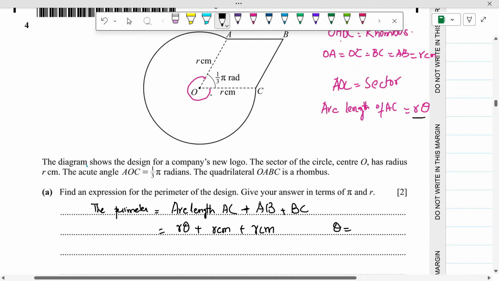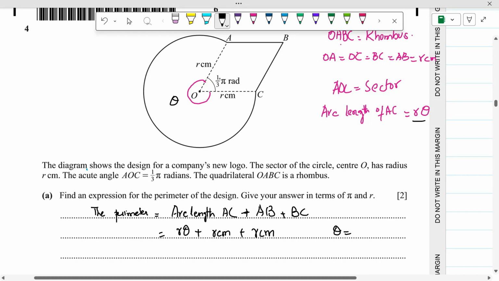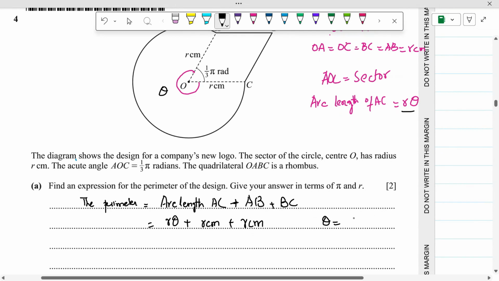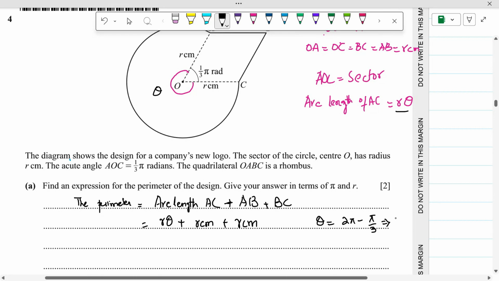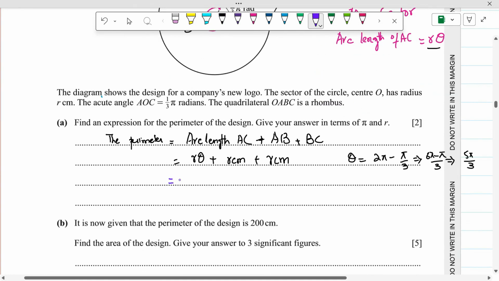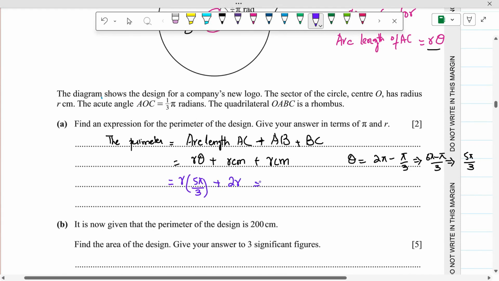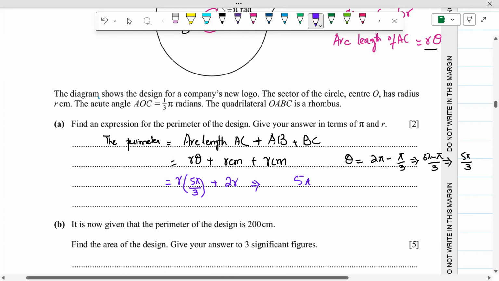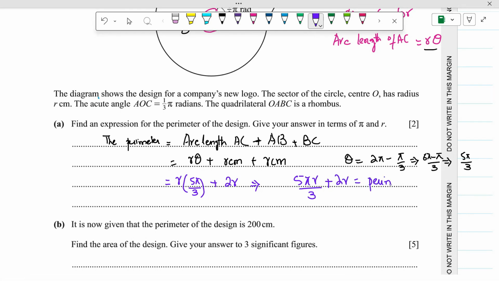And here theta is equal to 2 pi minus pi by 3, because if we subtract pi by 3 from 2 pi, we can find theta. So we can say 2 pi minus pi by 3 is equal to 6 pi over 3 minus pi over 3, and this is equal to 5 pi over 3. So r times 5 pi over 3 plus 2r is equal to 5 pi r over 3 plus 2r. This is the perimeter of the logo.